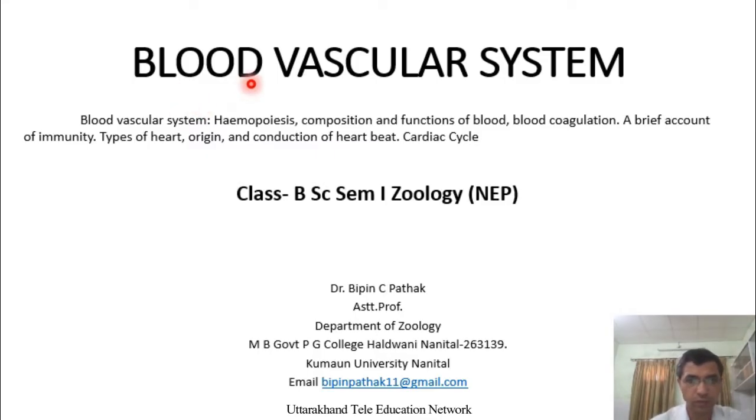Blood is a liquid connective tissue and it is transported along with the vessels, therefore it is vascular, and it follows a pathway, that's why the word system is used. The blood vascular system means the transport of a liquid inside the vessels in a pathway of the body, that's why this system is known as the blood vascular system.